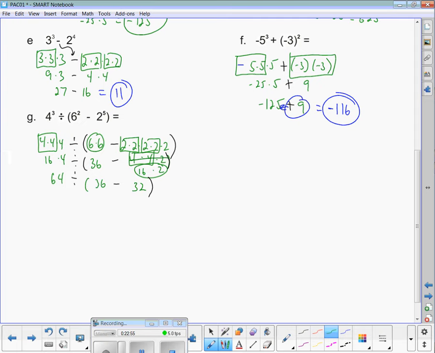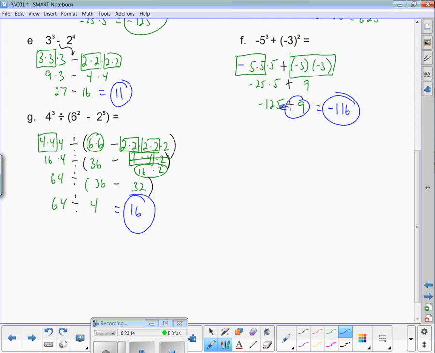Okay, we're almost there. Hang in there. You got a 64. You got a division symbol. We all know that 36 minus 32 is 4. And the final thing is going to be 64 divided by 4. Do you know what that equals? It equals 16, and there we are at 16.